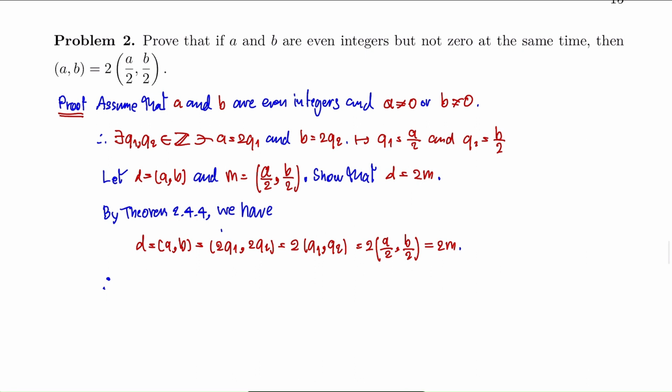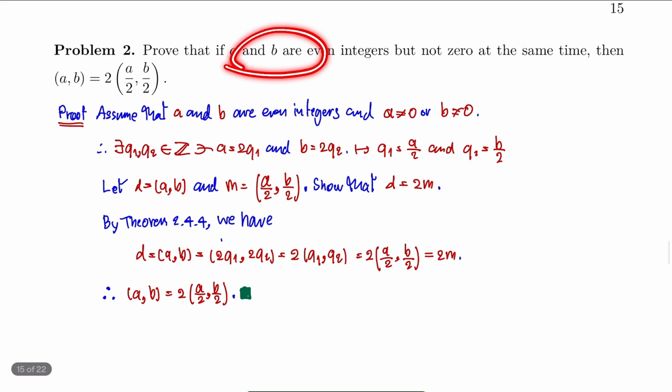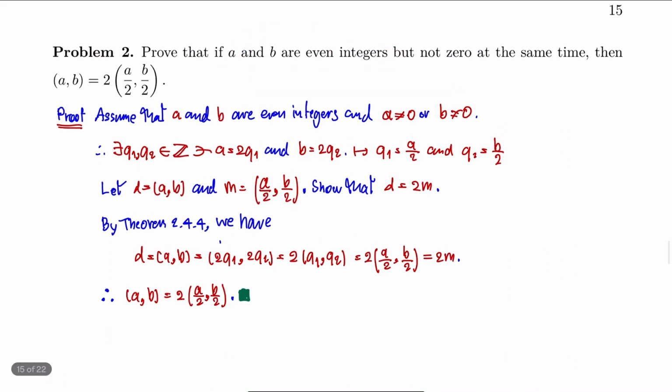So therefore, what do we have? We have the greatest common divisor of a and b equals 2 times the greatest common divisor of a over 2 and b over 2. Okay? And that's it for this proof. So we have proved that if a and b are both even integers but not 0 at the same time, then the greatest common divisor of a and b equals 2 times the greatest common divisor of a over 2 and b over 2.